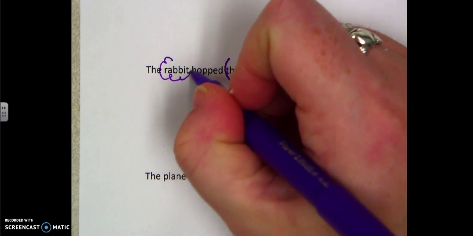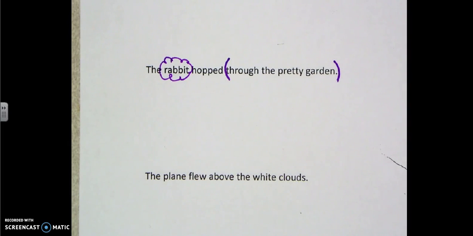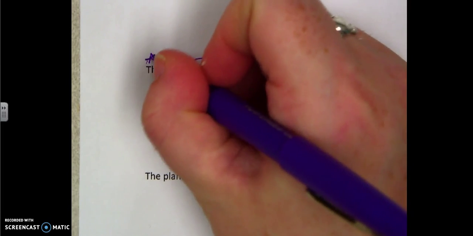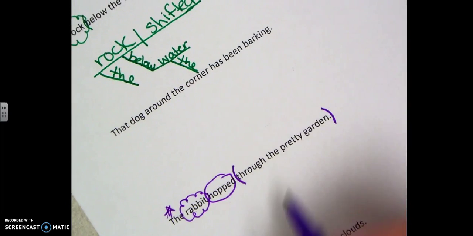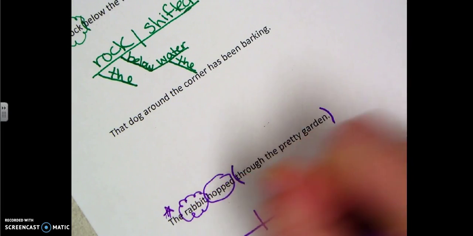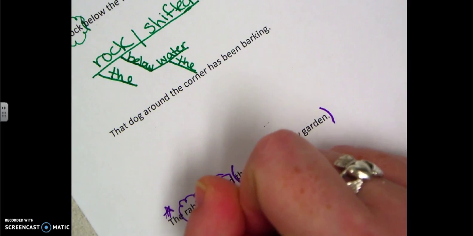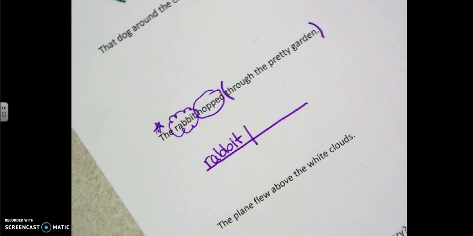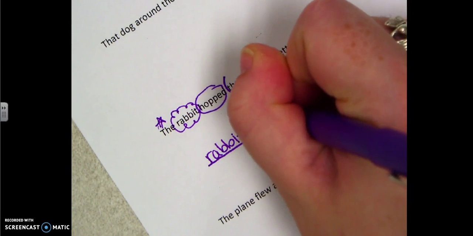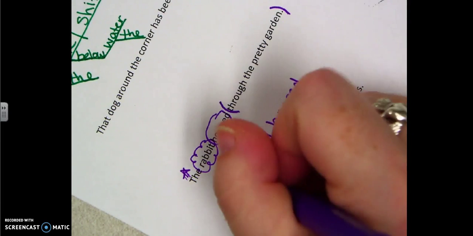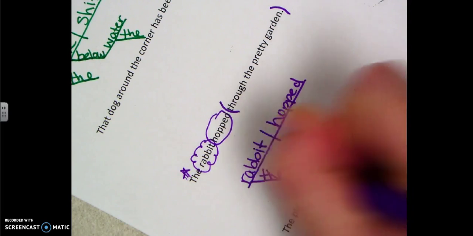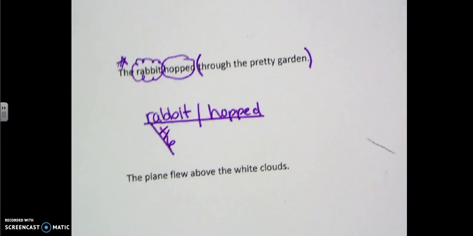Rabbit is our noun, so it's our simple subject. What did the rabbit do? It hopped. And we have the as an article for rabbit, so it's going to be treated as an adjective. All right, so go ahead and diagram. Rabbit goes where the simple subject goes. Hopped goes where our verb goes. The under rabbit.